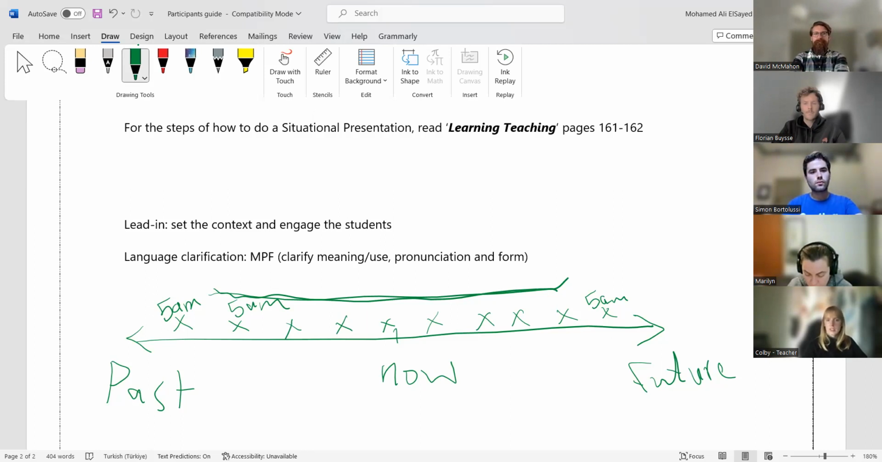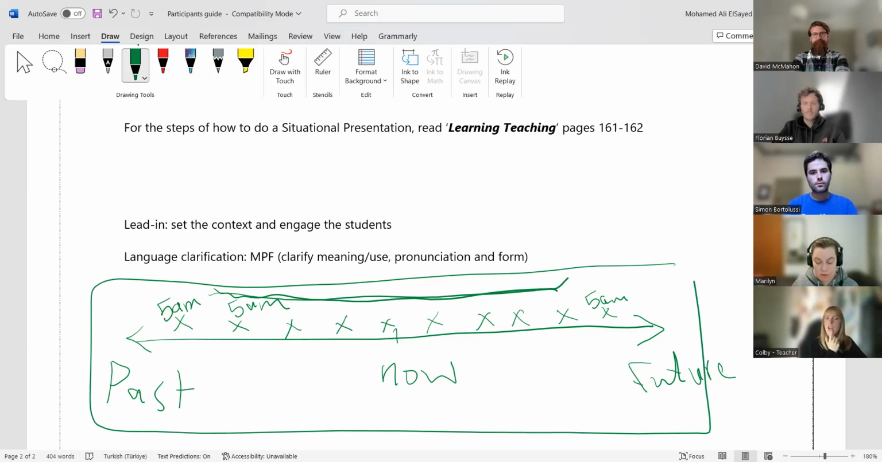So if I draw a timeline and I ask some CCQs like, is it a habit? Does it happen every day? Is it some kind of routine? What are we clarifying using the timelines and the CCQs? What are we covering here? In the chat box, you can add your answers in the chat box. If we're using timelines and CCQs, what aspect are we clarifying?